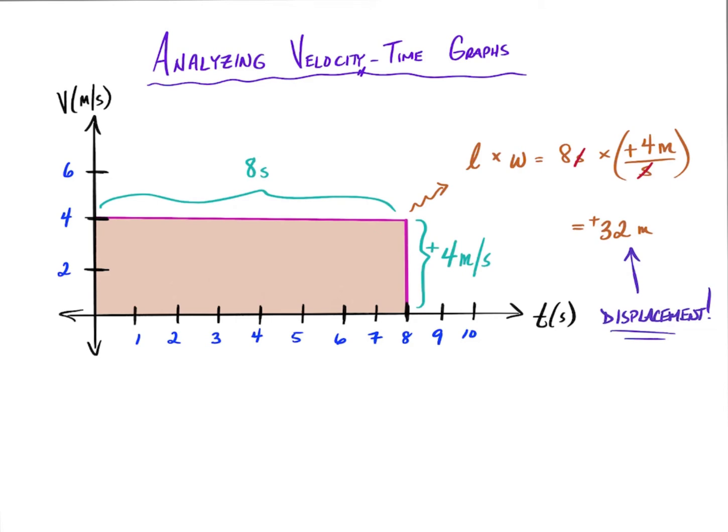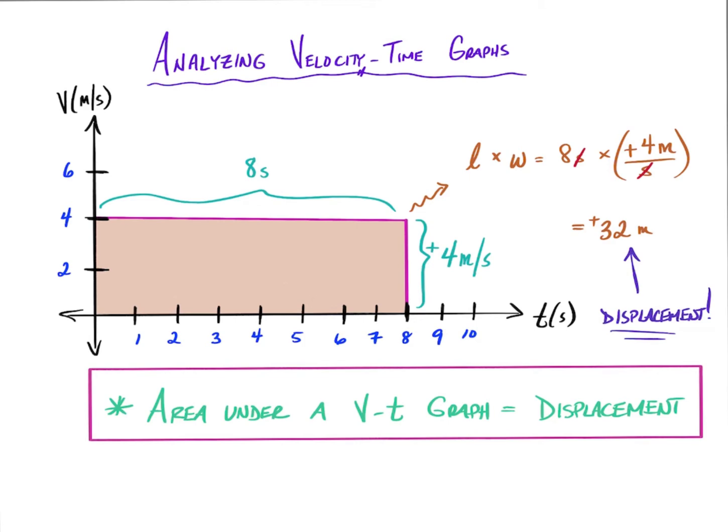So the next thing we have to add to our toolbox for analyzing these graphs is that the area under a velocity time graph, meaning the area between the graph itself and the x-axis, is the displacement of the object. So just like the slope of a position time graph is the velocity of the object, the area under a velocity time graph is the position or the displacement of the object.